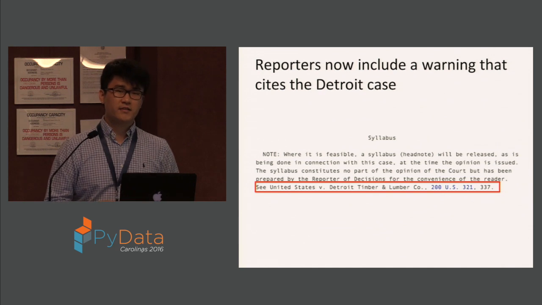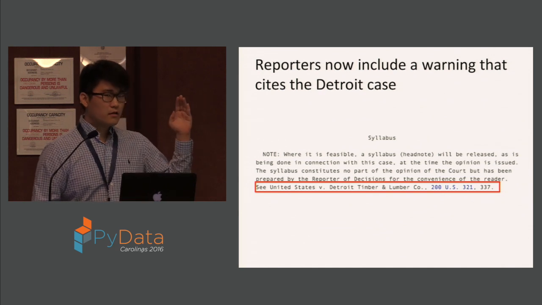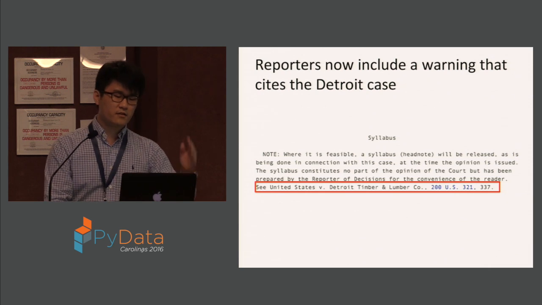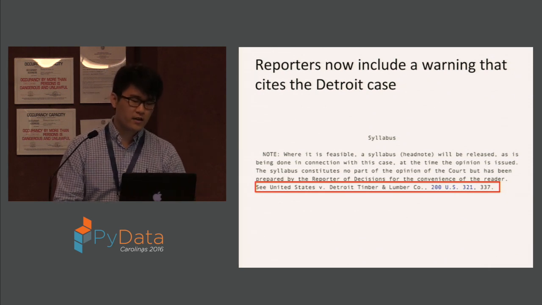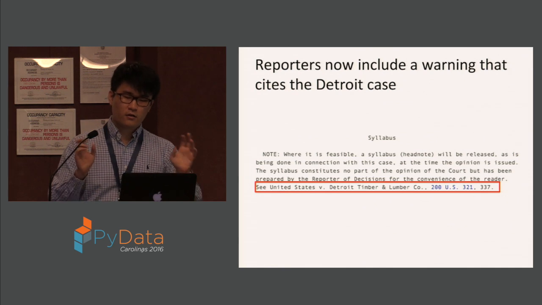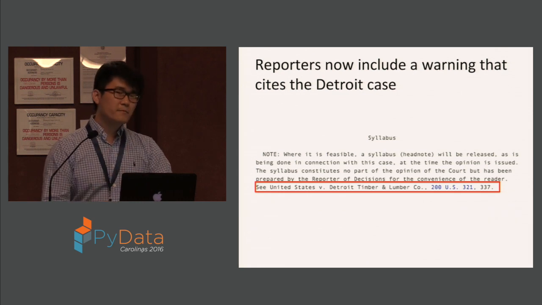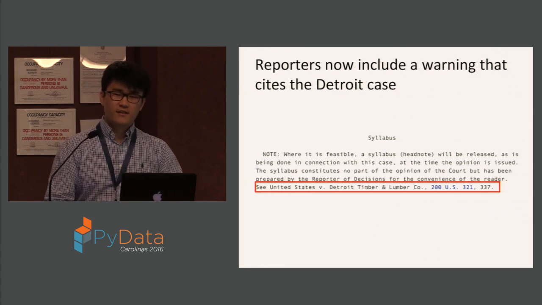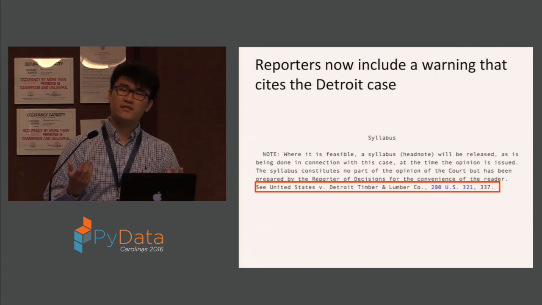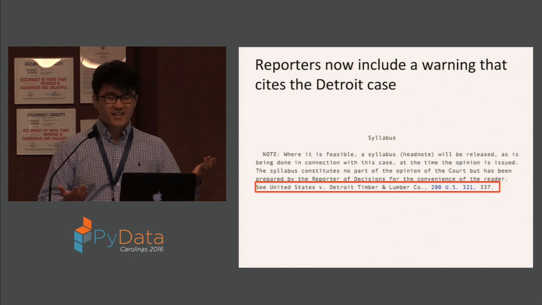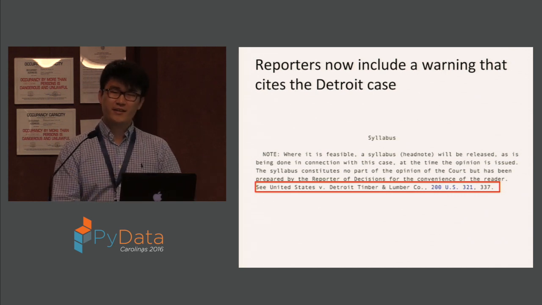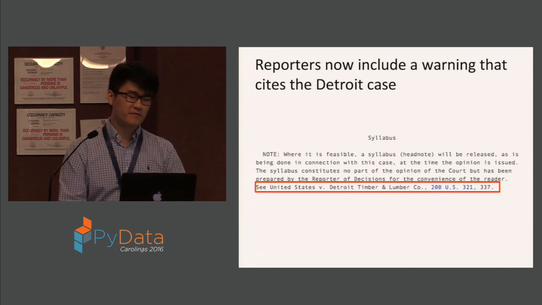So after this Detroit case, the court cases will have a little syllabus written by the law reporters, and it'll have a little footnote saying, the law reporters are saying, please don't use this footnote as an opinion or as law. See the Detroit case. And this kind of explains why it has such a high in-degree, because the CourtListener citation parser accidentally picked up this footnote as a citation. So that's a data quality issue that we actually fixed, and it's an example of a data quality issue.